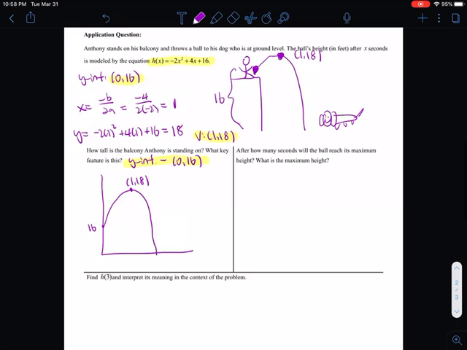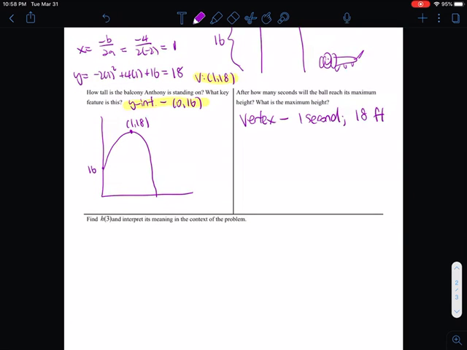Okay, and then after how many seconds will the ball reach its maximum height? What is the maximum height? So this, of course, we're talking about the vertex. And our vertex is at 1, 18. So the x is 1, meaning it's after 1 second. And then the maximum height is 18 feet. Okay, and that takes care of that.